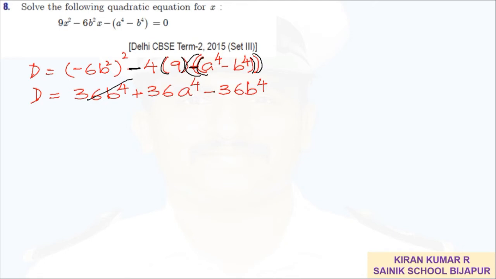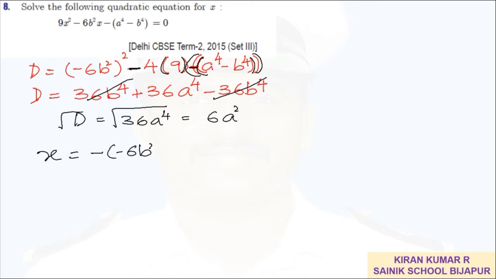Okay. B to the power 4 term, they get cancelled. So the d value we have got as 36a raised to the power 4. Let's find root of d. We get 6a square. Now use the quadratic formula. Negative b is minus of minus 6b square plus or minus root d is 6a square divided by 2a, 2 times 9.